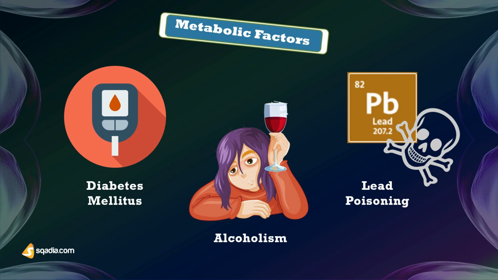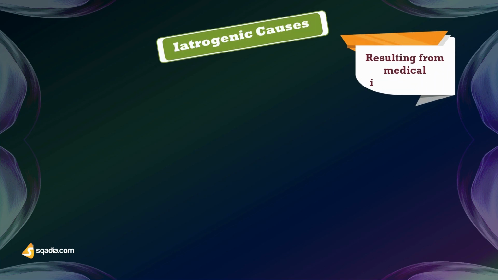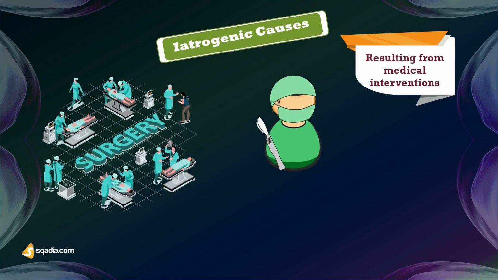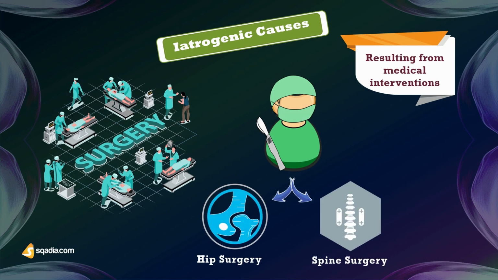Now, let's meet the unexpected contributors. Enter iatrogenic causes, the ones that result from medical interventions themselves. The most common intervention that results in iatrogenic causes is surgery. Imagine a surgeon performing a hip replacement or spine surgery, striving to bring relief to their patients. But sometimes, unknowingly, these procedures can lead to compression or damage of the lateral femoral cutaneous nerve. It's like an unexpected plot twist that leaves us scratching our heads.